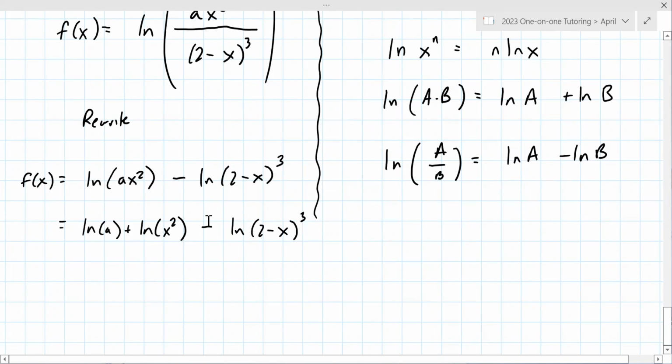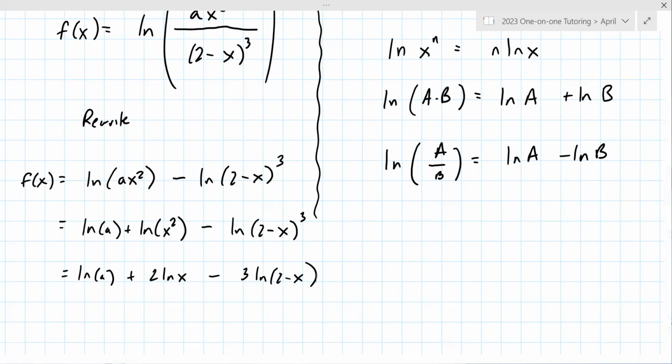And then we can use the first rule, the fact that these exponents, it doesn't matter whether it's inside here or here, it can go in front. Okay, so this becomes natural log of a plus 2 natural log of x minus 3 natural log 2 minus x, like that. And now you can take a derivative. You've got it. It is the 1 over x.